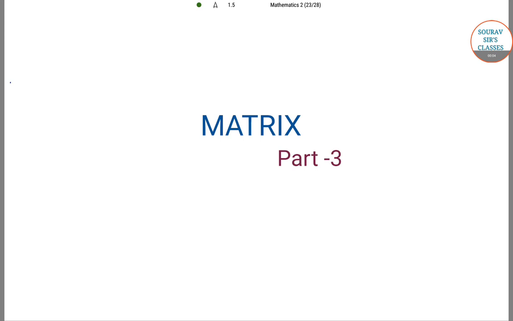This video is Matrix Part 3. In the previous video, we learned about addition, subtraction and scalar multiplication of matrices. In this video, we will learn about multiplication between two matrices.